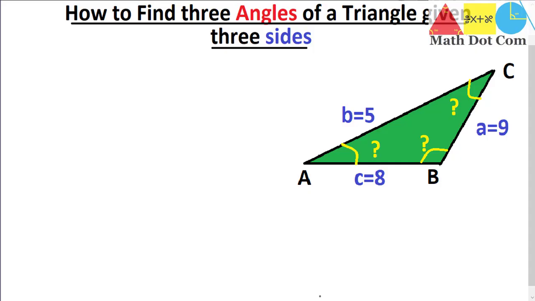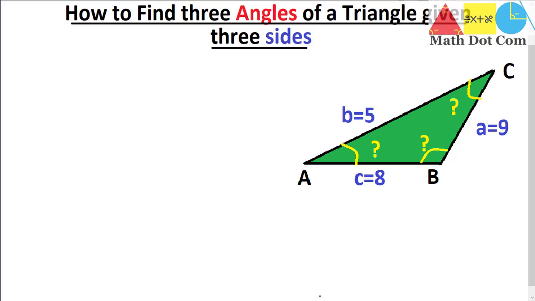Everyone. In a previous lecture we have seen how you can find the third side of a triangle which is not a right triangle by using the law of cosine. Another important use of the law of cosine is that you can find the angles of the triangle when you are given only the three sides. You can easily find the three angles of the triangle.